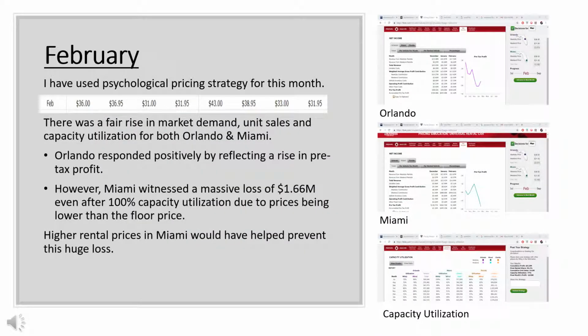I have used a psychological pricing strategy for February. This has resulted in a fair rise in market demand, unit sales, and capacity utilization for both Orlando and Miami. Orlando responded positively by reflecting a rise in pre-tax profit. However, Miami witnessed a massive loss of $1.66 million even after 100% capacity utilization due to prices being lower than the floor price. Higher rental prices in Miami would have helped prevent this huge loss.